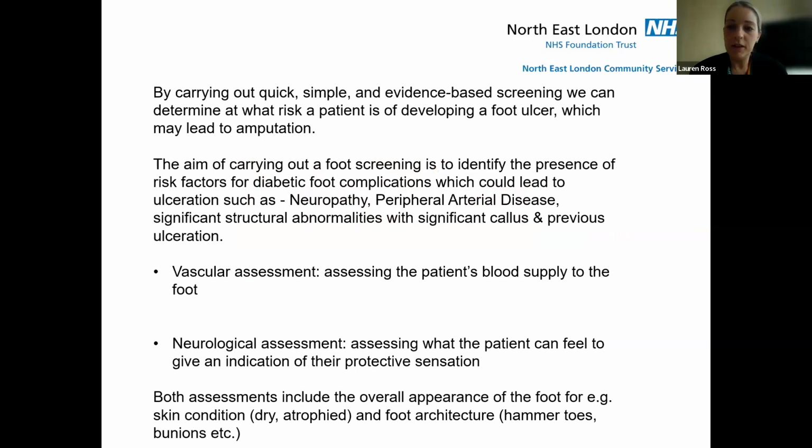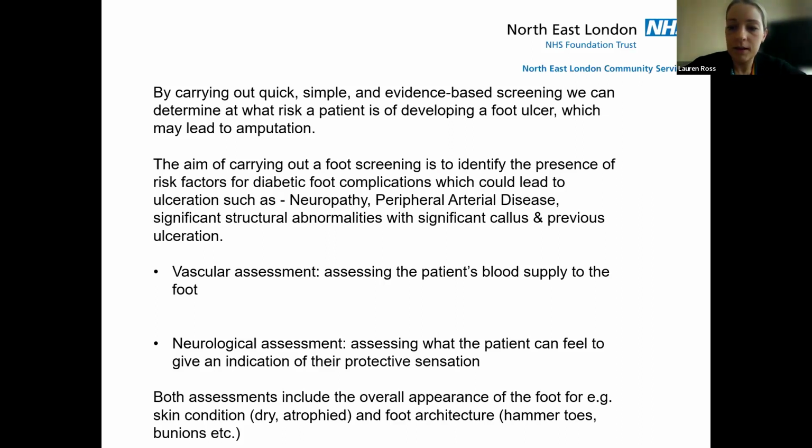So following the NICE guidelines set in the NG19, by completing a quick assessment, we can screen patients with diabetes and determine the likelihood of that patient developing a foot ulceration or a foot condition. The aim of the assessment is to identify if there are any risk factors such as ischemia or neuropathy, deformity, or if they've had a previous ulceration or amputation.